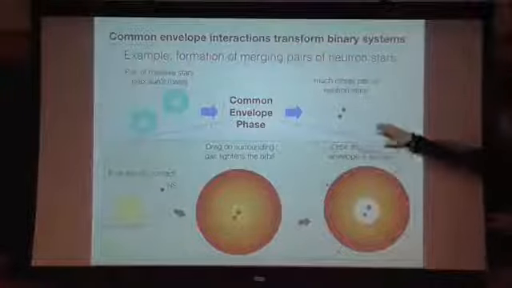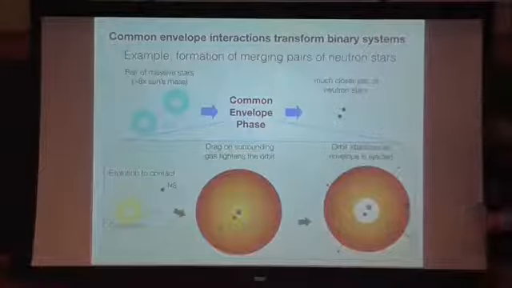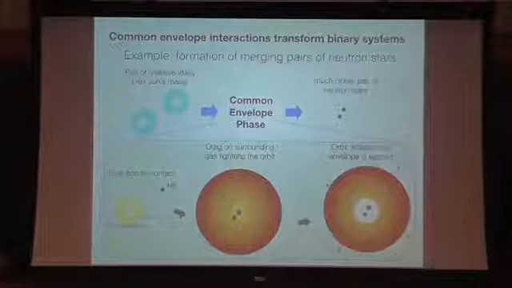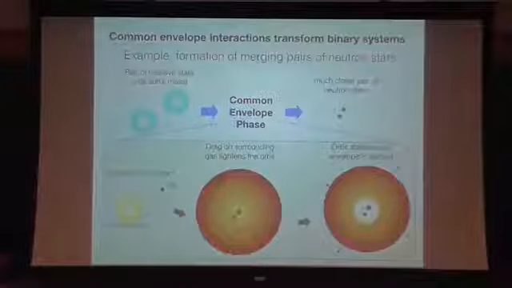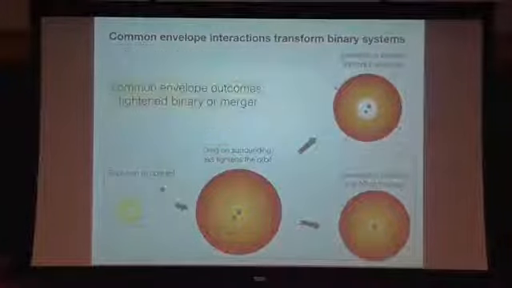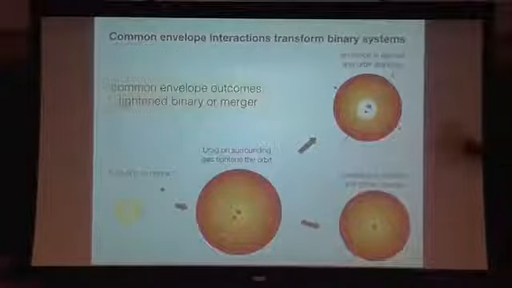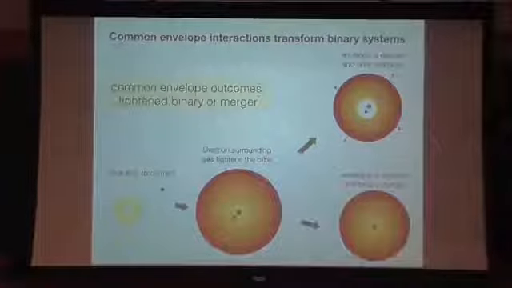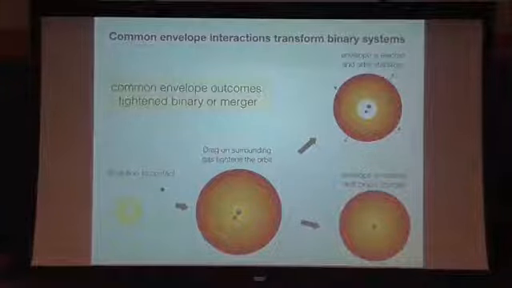So if we want to form this pair of neutron stars, then this core explodes as a supernova. So that's one outcome. The other outcome is, if you don't get rid of the envelope, they just keep spiraling together and the pair merges into a single object.